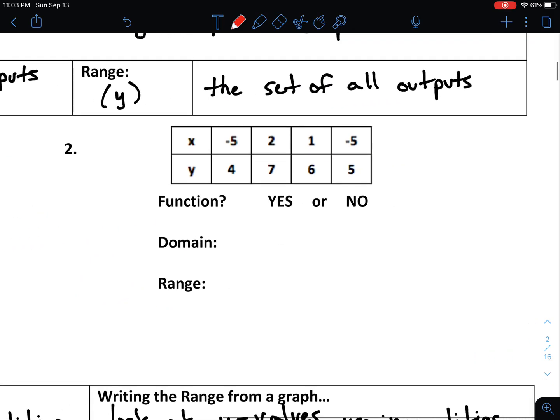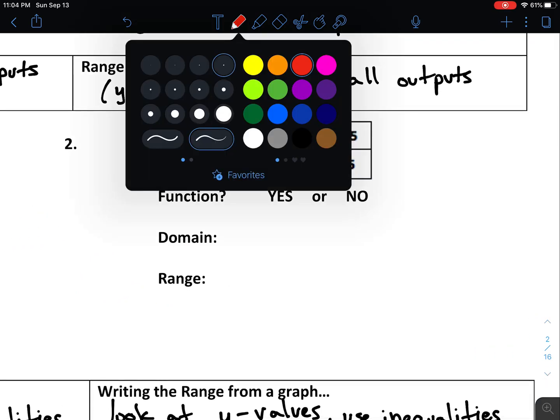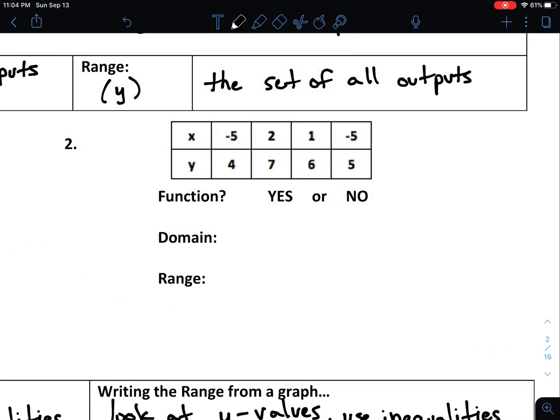All right, let's take a look at another example. So number 2, let's first decide whether or not this is a function. So looking at your X values, we've got negative 5, 2, 1, and negative 5. This time, we do have an X value that repeats, and that's probably going to be a problem because the first time negative 5 goes to 4. The second time, negative 5 goes to 5.